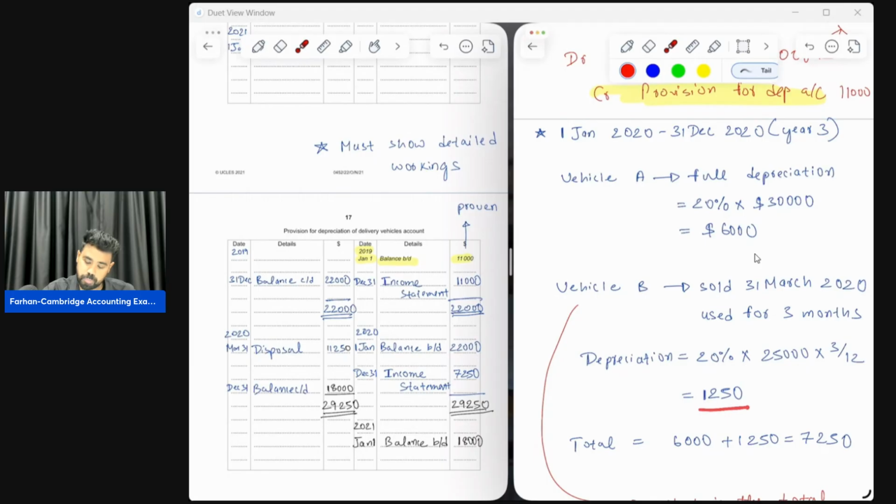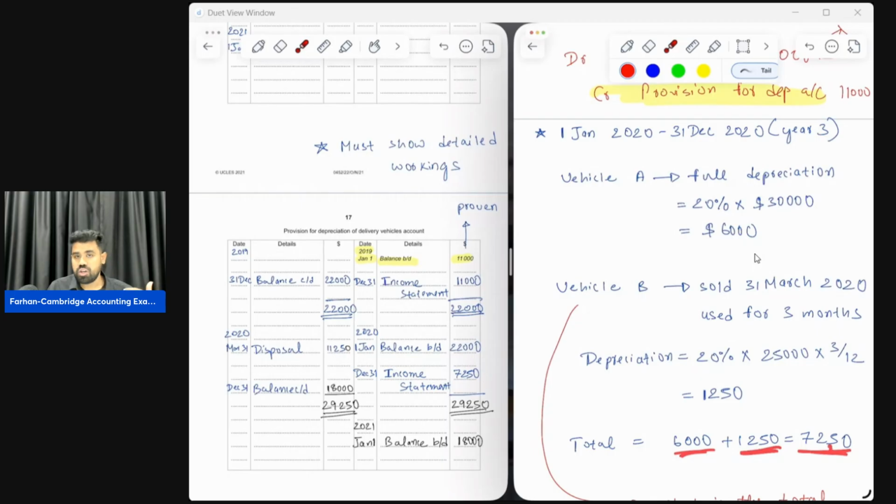for the 3 months of usage. So altogether, the total depreciation for the year 2020 for both these vehicles combined is $6,000 for vehicle A, added to $1,250 for vehicle B, which is $7,250.